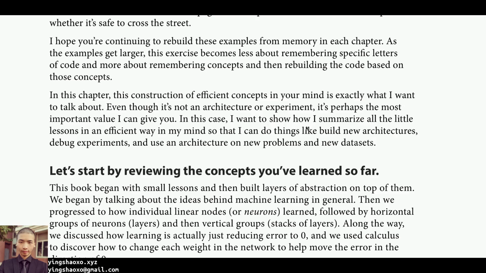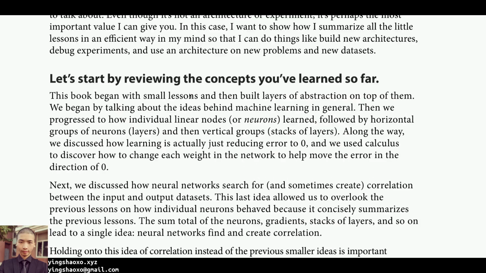In this case, I want to show how I summarize all the earlier lessons in an efficient way in my mind so that I can do things like build new architectures, debug experiments, and use an architecture on new problems and new datasets. Let's start by reviewing the concepts you have learned so far. This book begins with small lessons and then builds layers of abstraction on top of them. We begin by talking about the ideas behind machine learning in general. Then we progressed to how individual linear nodes or neurons learn, followed by horizontal groups of neurons, layers, and then vertical groups, stacks of layers.